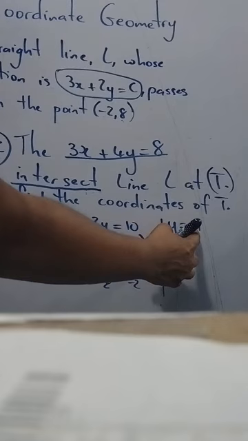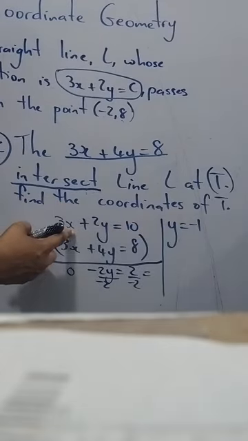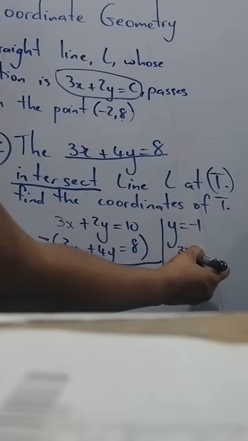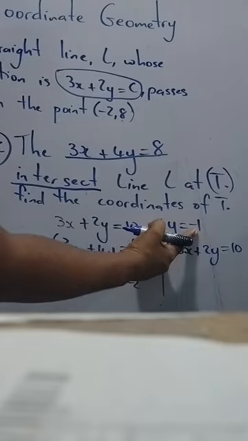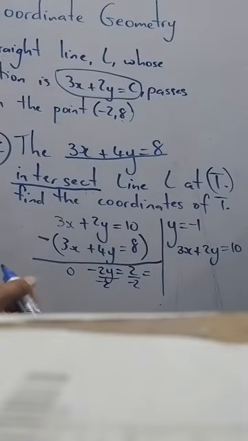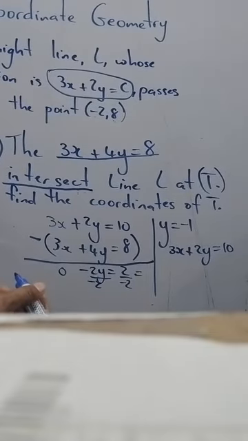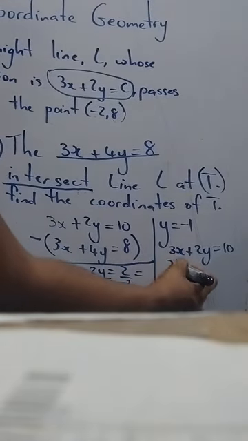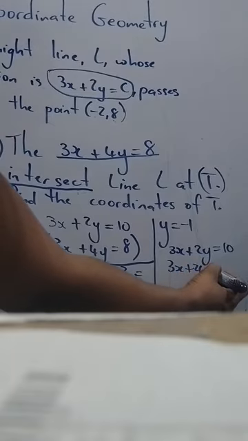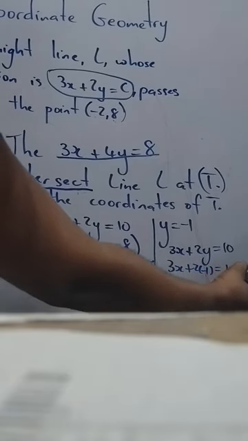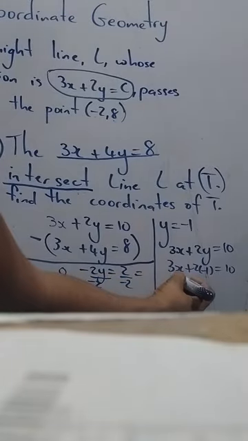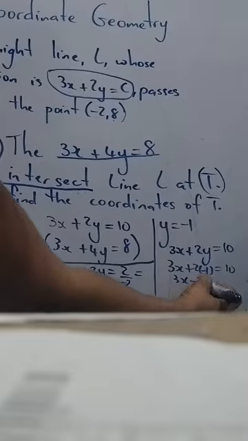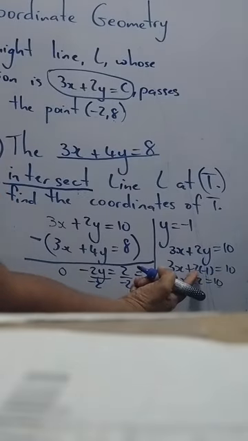So we know that y is negative 1. So I'm taking equation 1. I know that 3x plus 2y is equal to 10. I know what the value of y is, so I'm substituting it in. So I'm saying 3x plus 2 times negative 1 is equal to 10. We're almost there. Now 3x minus 2 is equal to 10, because when we multiply a positive by a negative, we'll get a negative.